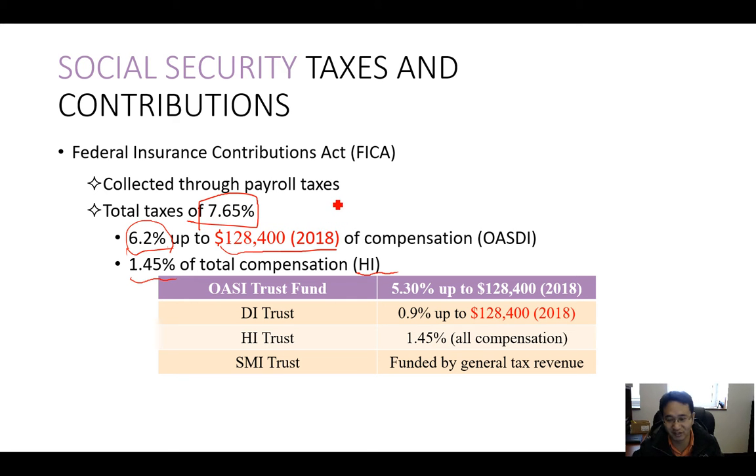If you are employed, the employer pays the second part. If you are self-employed, you have another 7.65% from your side. That's fairly high.